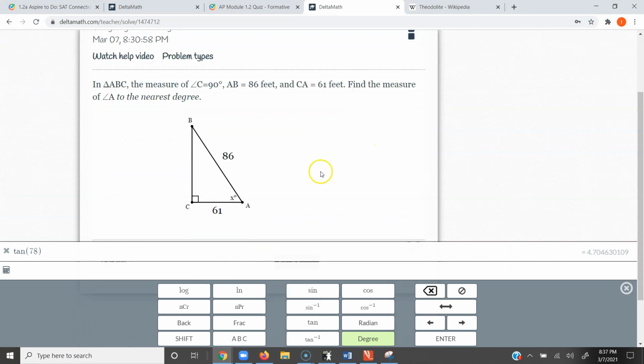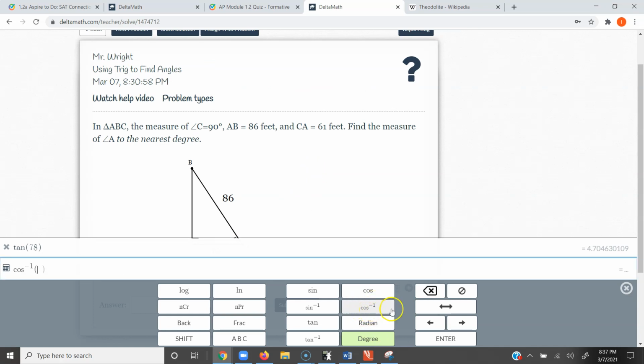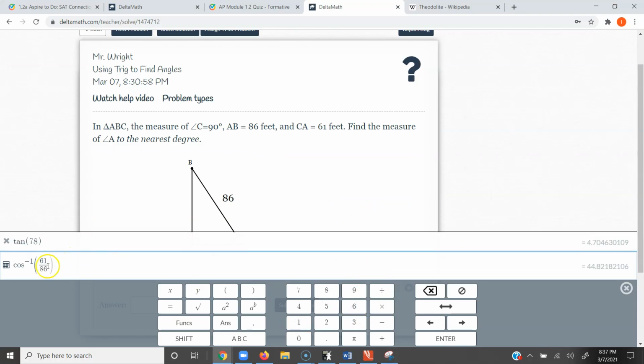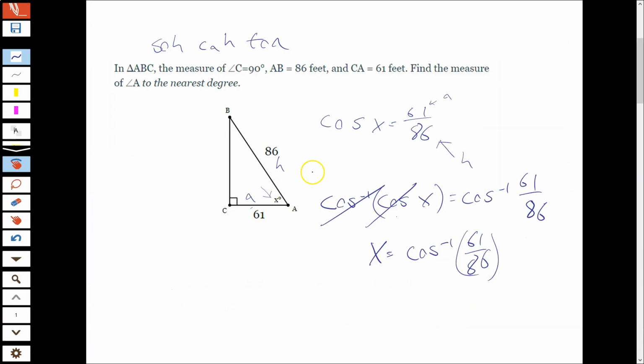So I'm going to use the Delta Math calculator, although you can also do this on your TI-86, 84, whatever you got. I'm going to hit cosine inverse, so there's a button for that. And then I'm just going to type in my fraction, 61 over 86. You could divide that out and get a decimal right away, but you don't need to. Then I get 44.8, and it says to the nearest degree. So to the nearest degree would be 45 degrees. So in this case, if this was my building over here, BC, my head would be tilted at a 45-degree angle.